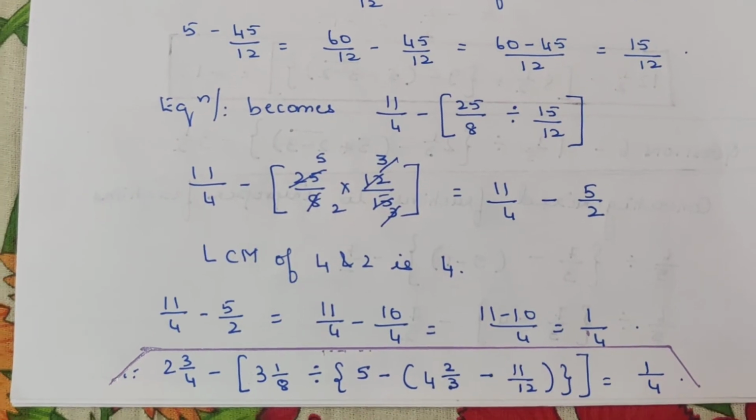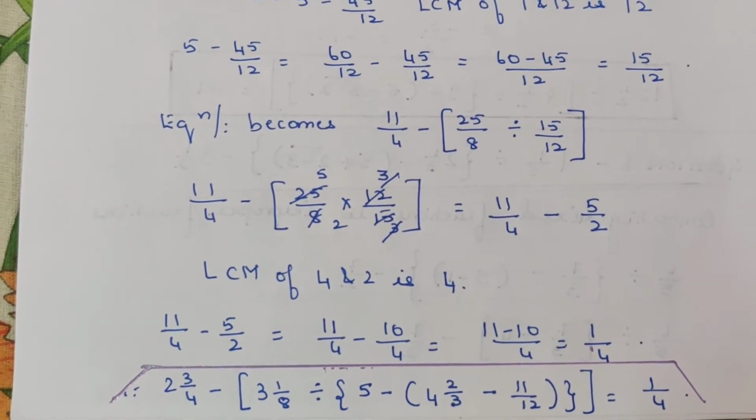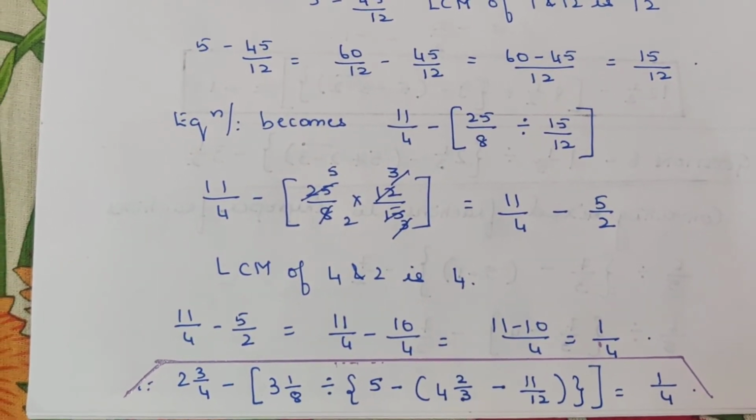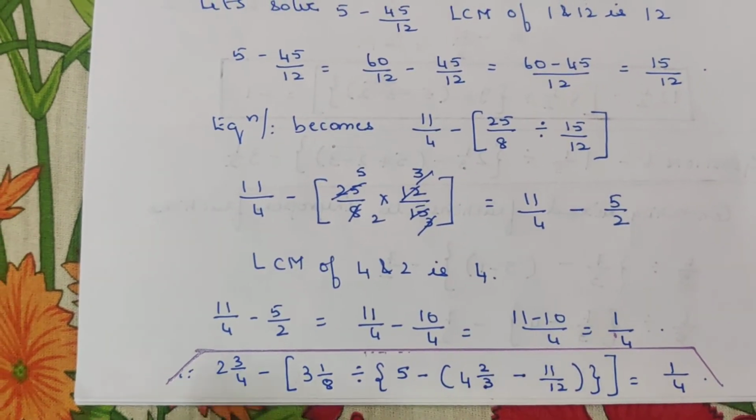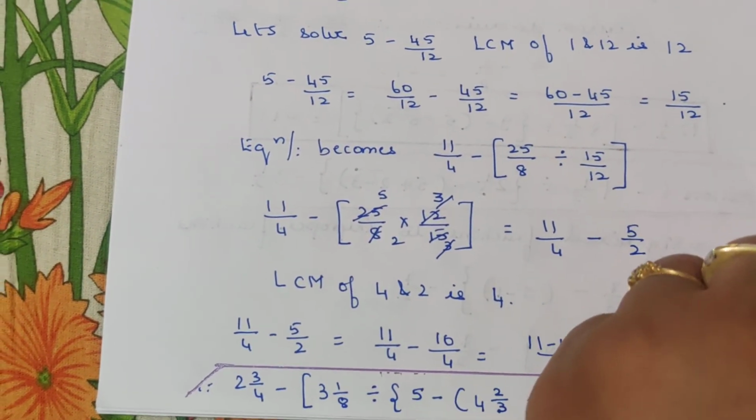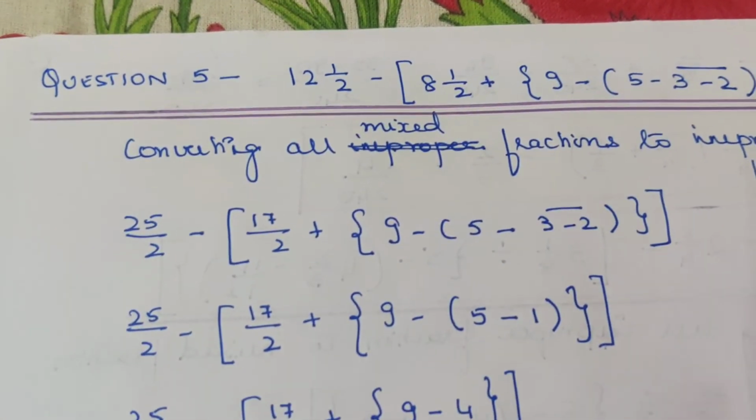Hope this is clear. You don't have to worry about anything. Solve each bracket and you should be able to simplify the sums easily and quickly. Let's move on to the fifth question.